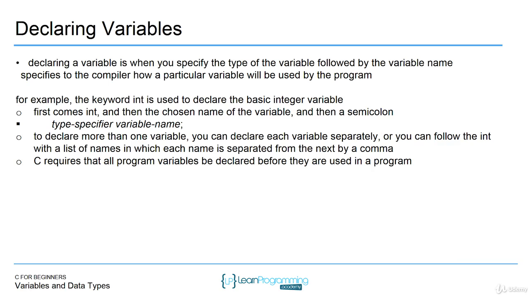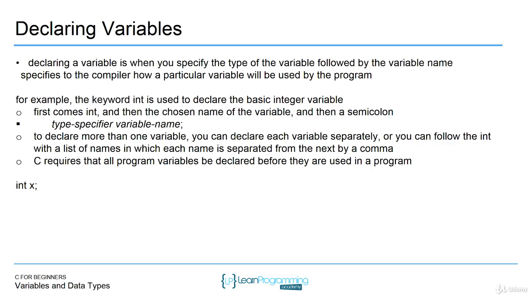You can also declare more than one variable on a single line by using a comma, or you can declare variables on separate lines. It all depends, but there is syntax for comma-separated variables. C requires you to specify that all program variables be declared before they're used. So declaration is basically just telling your program, this is what I have. It's not telling it how you're using it. It's just saying, this is what I have in my program. I have a variable named int. I have a variable that's going to store a decimal number, things like that.